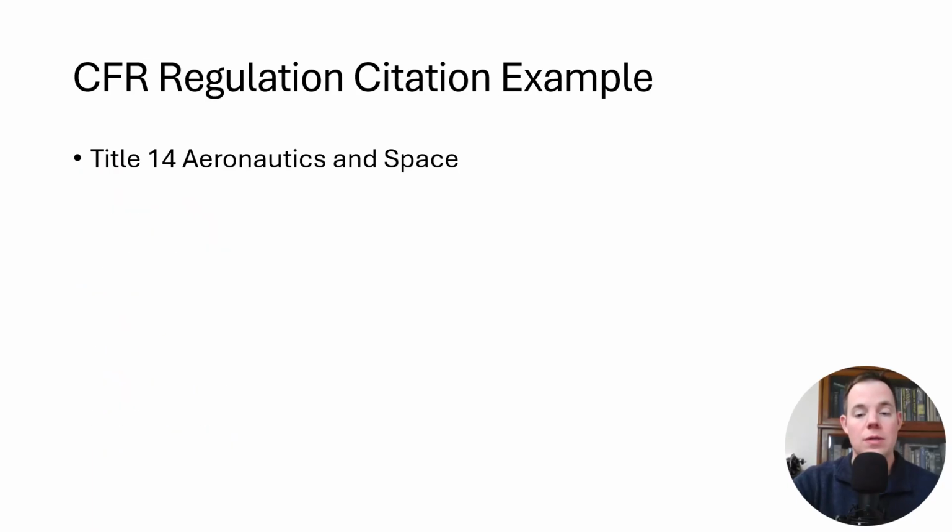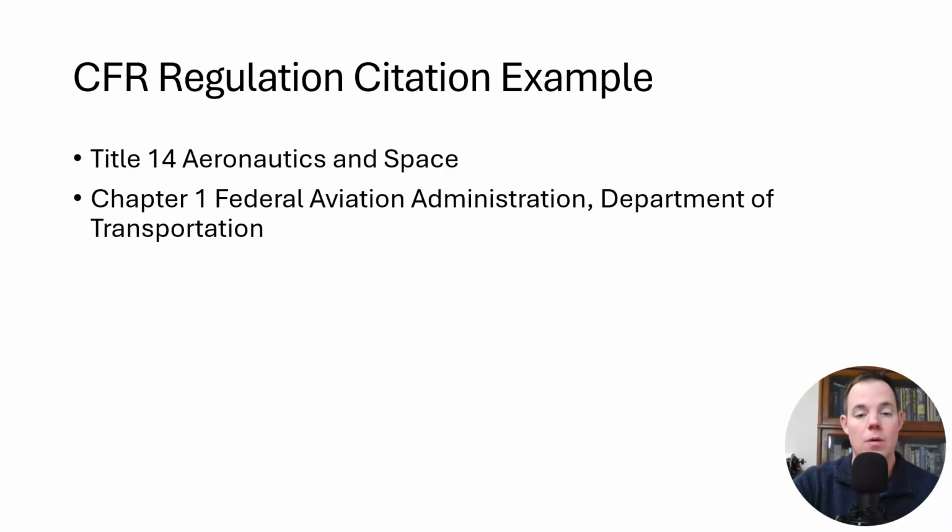Okay, so let's do an example here. We're going to reference ATOMATOES FLAMES, and we start off with Title 14, Aeronautics and Space. We have Chapter 1, Federal Aviation Administration, Department of Transportation. So that's the first chapter in Title 14, and believe it or not, it is the only chapter in Title 14. So there's another reason to leave it out, especially for those of us in the aviation world, because there's only one, so why would we reference it?